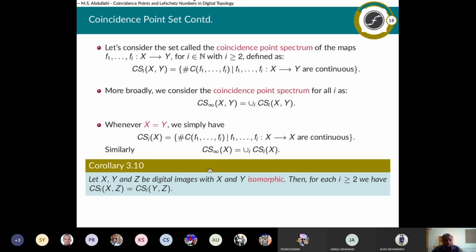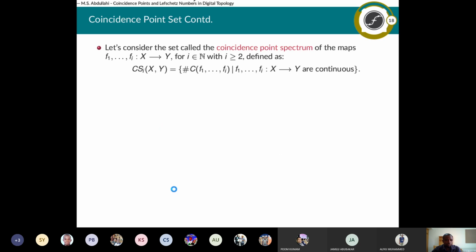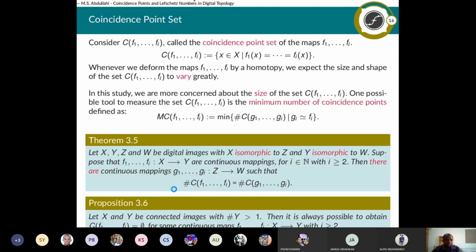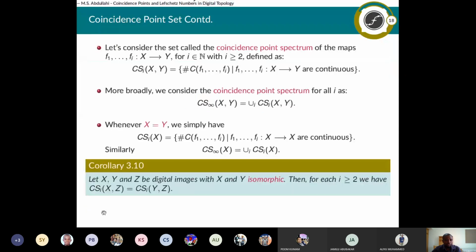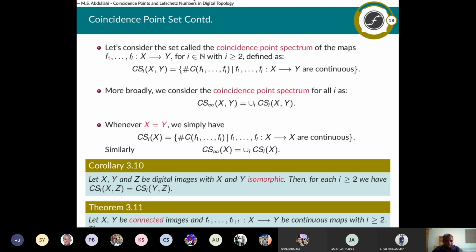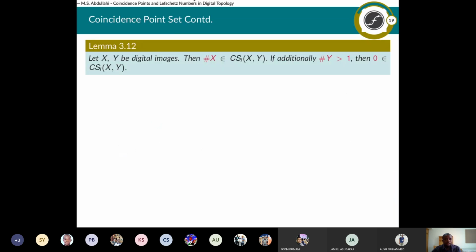Now that we have defined what the coincidence spectrum is, as a corollary to Theorem 3.5, we have the result that isomorphism preserves the coincidence point spectrum of these mappings. Sorry, please pardon me, I think something happened to my slide.